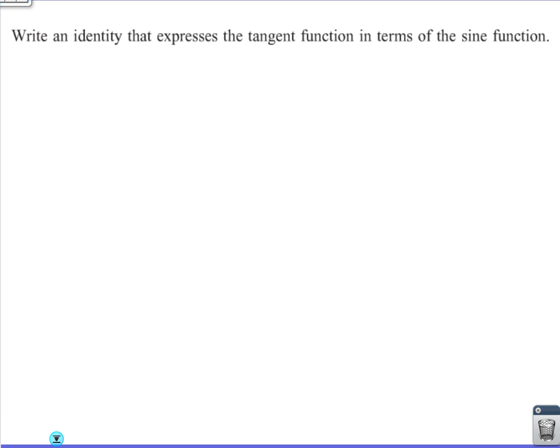Write an identity that expresses the tangent function in terms of the sine function. Write an identity that expresses the tangent function entirely in terms of the sine function. Well, tangent. First off, I know tangent is equal to sine over cosine. But what I want to do is I want it expressed entirely in terms of sine. So we're halfway there, right? I just need to somehow turn that cosine stuff into sine stuff.